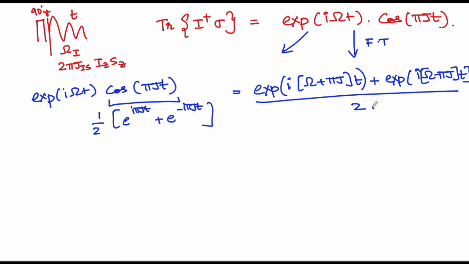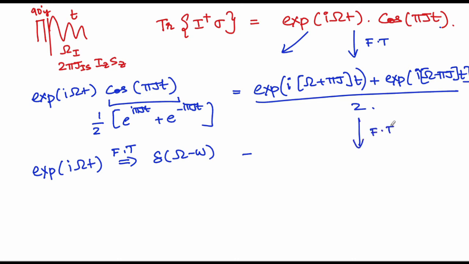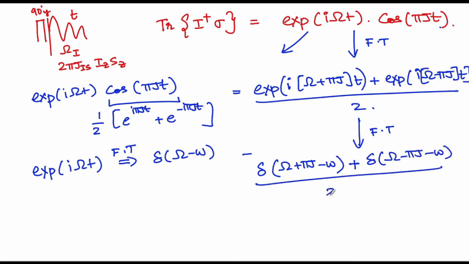And if you might recollect, when you do the Fourier transformation of e power i capital omega t, you get a Dirac delta function at capital omega. This is what we just saw a moment back. So when you Fourier transform this entire expression, you are going to get something similar to what you had seen before. Now omega is transformed to omega plus pi J. This is going to end up being delta of capital omega plus pi J minus small omega, plus, once again, capital omega minus pi J minus small omega, the whole divided by 2.